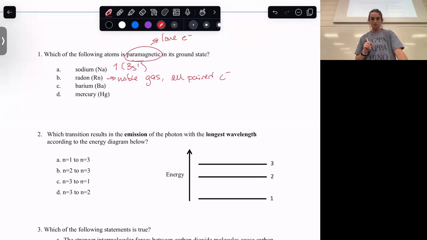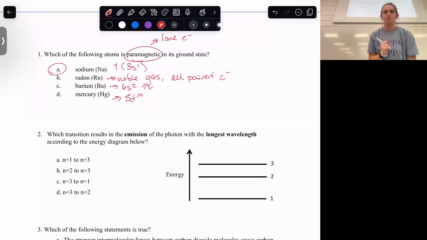Where is barium? Yep, so this is 6s2, which has paired electrons. And then what about mercury? Close. It is a transition metal, but we're in the 6th period now, so it's going to be 5d10. But still all paired electrons. So which is the only one that doesn't have an unpaired electron? Sodium. So sodium is going to be your paramagnetic element.